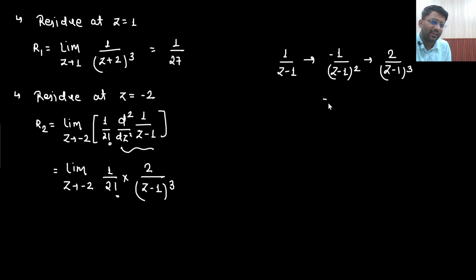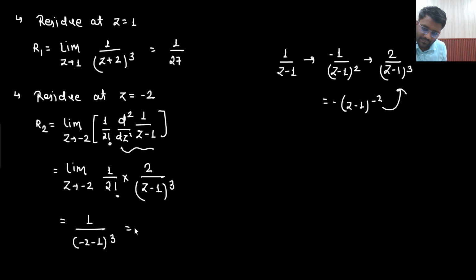I hope you know what we have done here. This is minus 1, with the minus sign, and z minus 1 to the power minus 2. Then I differentiated it, so minus 2 will come in front. This will become power minus 3. So 2 upon z minus 1 to the power 3. And 2 and 2 will get cancelled out. 2 factorial will get cancelled out. Just put minus 2 here. What will you be getting? Minus 2 minus 1, to the power 3. So what is the answer? Minus 1 by 27.